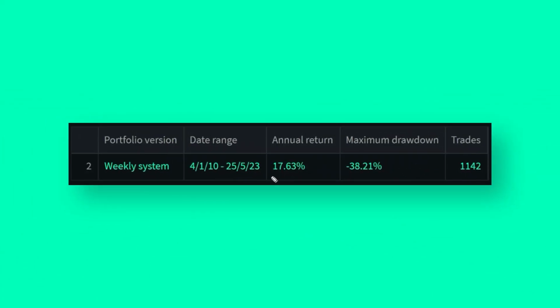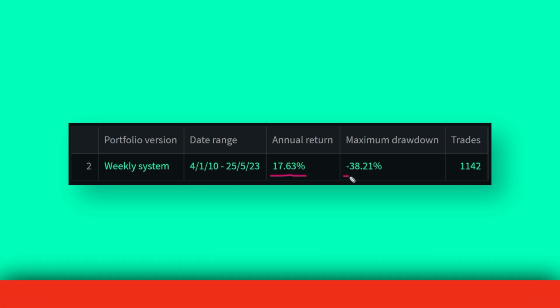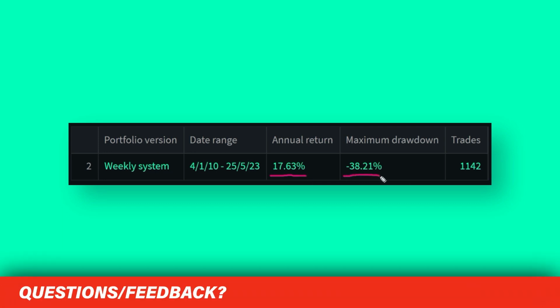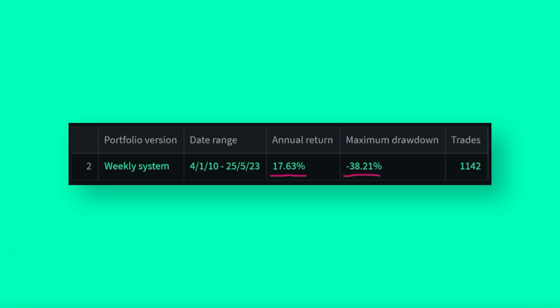For comparison purposes, let's start with this system's performance on its own. 13 years of history, realistic backtest assumptions as always, including trading costs and historical index constituents. If you don't know what the latter means, then I highly recommend you read into that, as it's extremely important when researching trading systems in stocks. We've got 17% average annual return and a drawdown of 38%.